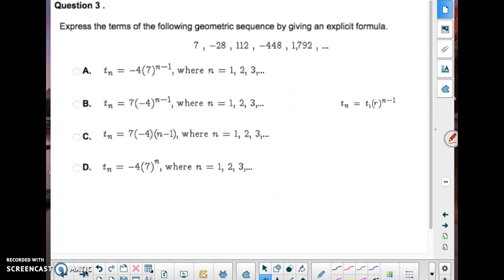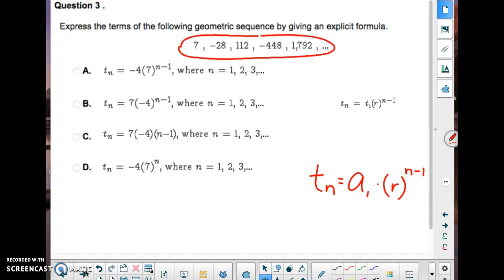The next one, the problem wants the explicit formula. So remember our explicit formulas. In this one, we're using variable t. We take the first term and we multiply it by the ratio. Don't forget to put that in parentheses to the n minus 1 power. So here is the sequence that they give us. Notice our first term is 7. So our a sub 1 is 7.